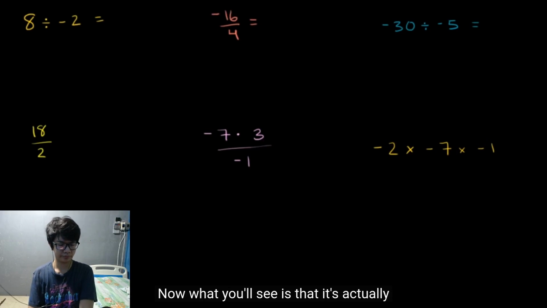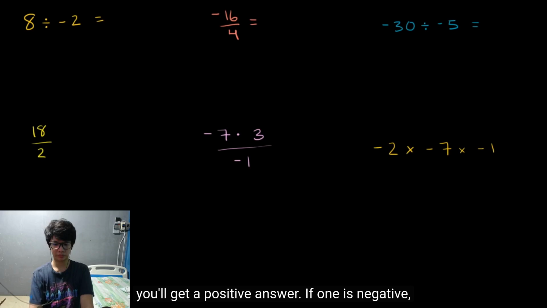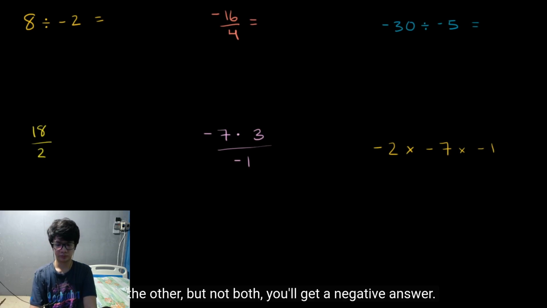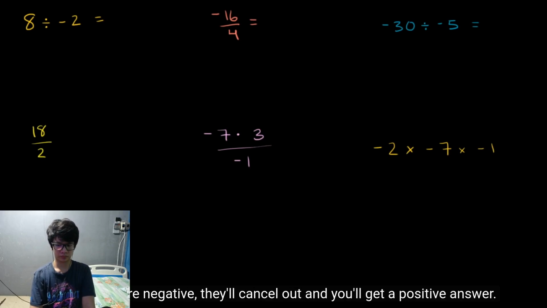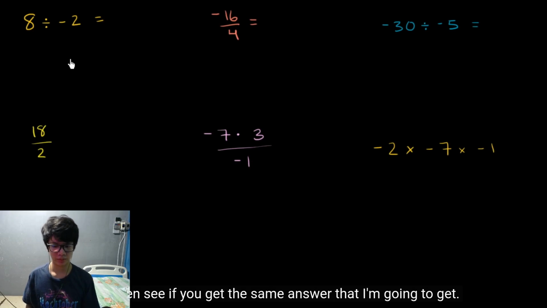And what you'll see is that it's actually a very similar methodology. If both are positive, you will get a positive answer. If one is negative, but not both, you're going to get a negative answer. And if both are negative, they will cancel out and you will get a positive answer. But let's apply it. And I encourage you, pause this video and try these out yourself and then see if you get the same answer that I'm going to get.